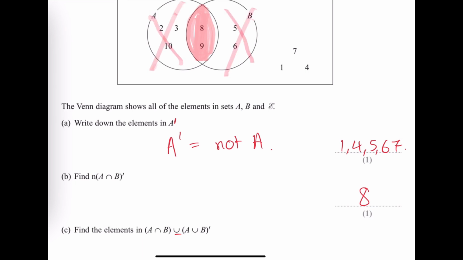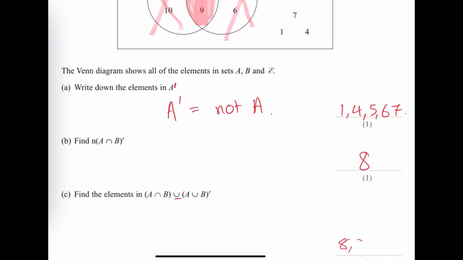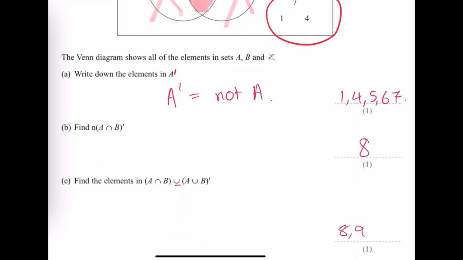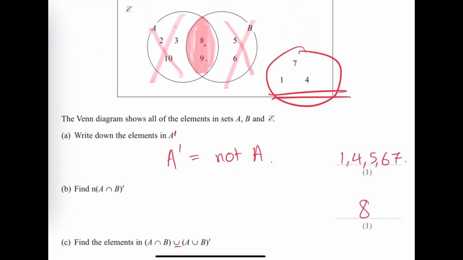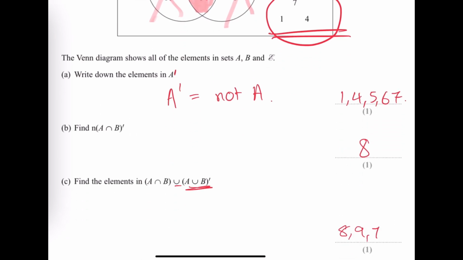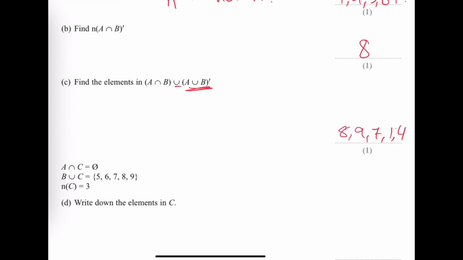So we know that the answer would then be A and 8 and N. And they also never really mentioned these ones, which means that they also want this, because this is everything that's not in A and B. So 7, 1, and 4.